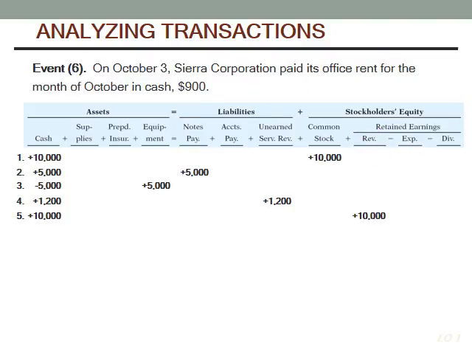Okay. Number 6, Sierra Corporation paid its office rent for the month of October in cash, $900. So what happened to cash here? Cash decreased by $900. What's the other side? We paid rent, and rent is an expense.